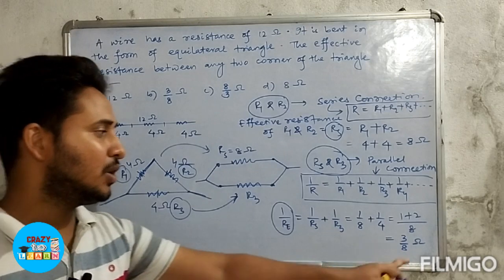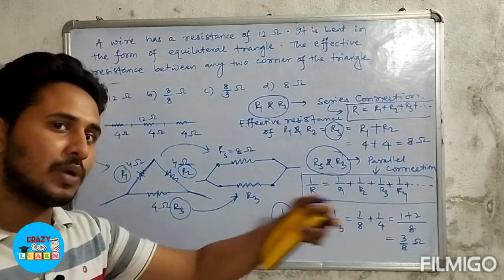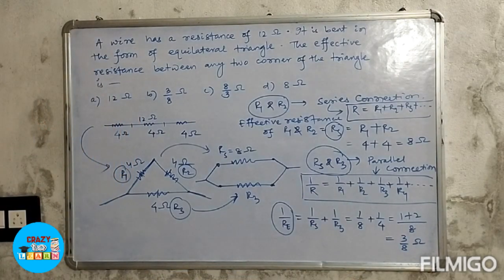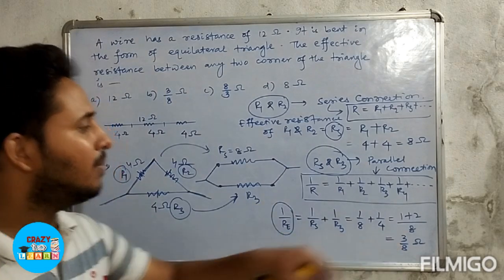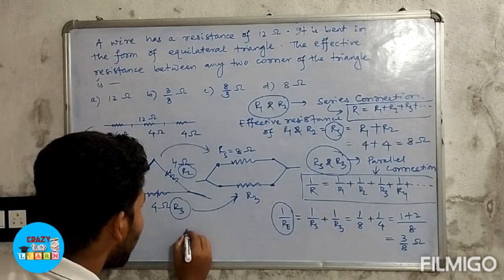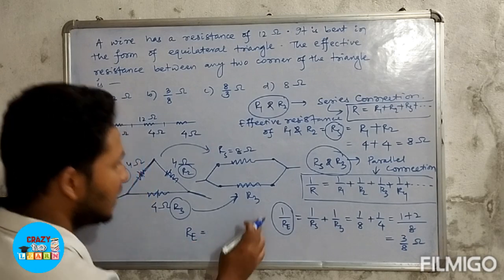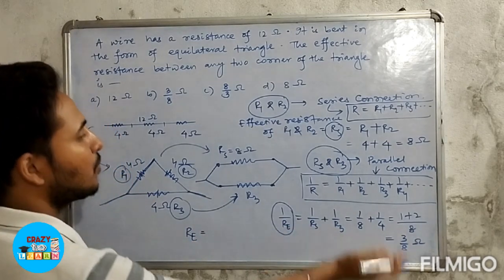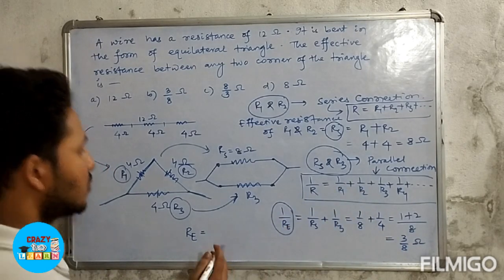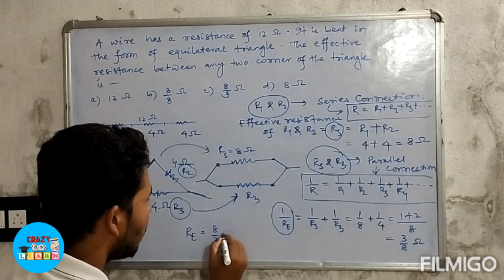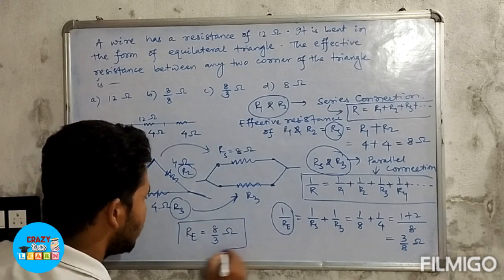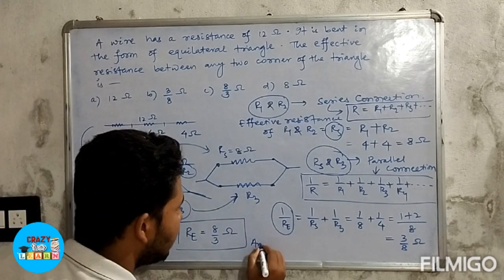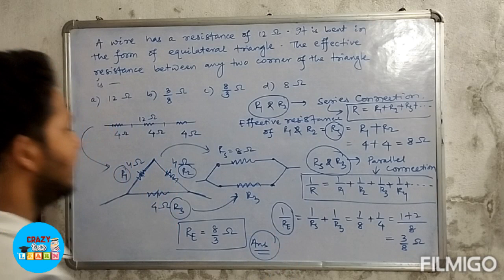You have to, here your solution is not completed, you have to go one step ahead. What is that? If 1 by RE is equal to 3 by 8 ohm, what is the value of RE? The reciprocal of RE is 3 by 8. So you have to take the reciprocal of this, so 8 by 3 ohm. So RE is equal to 8 by 3 ohm. The effective resistance is 8 by 3 ohm.